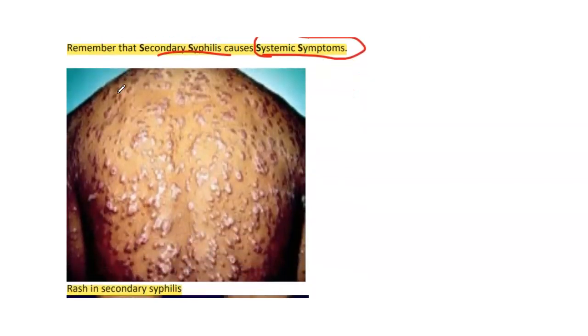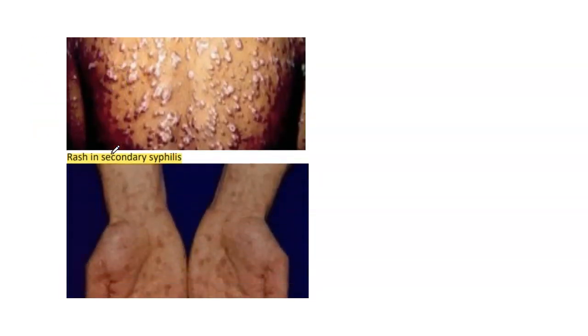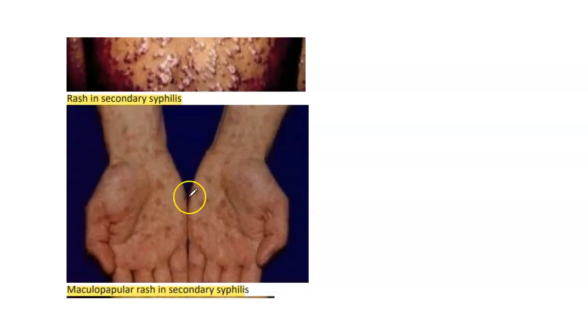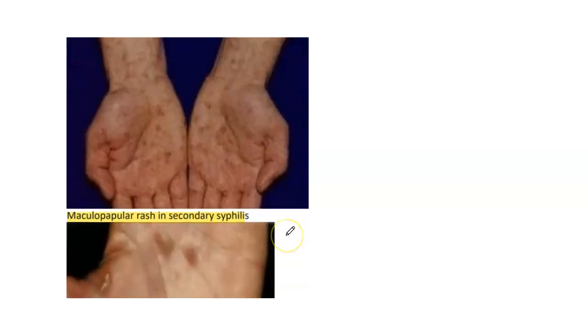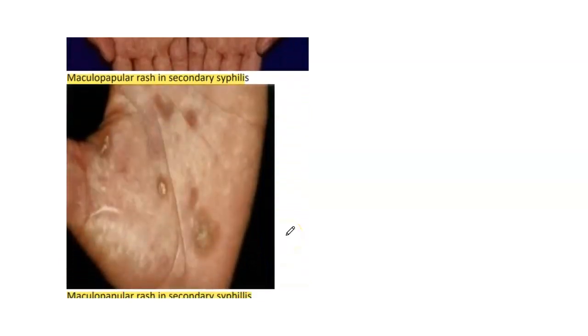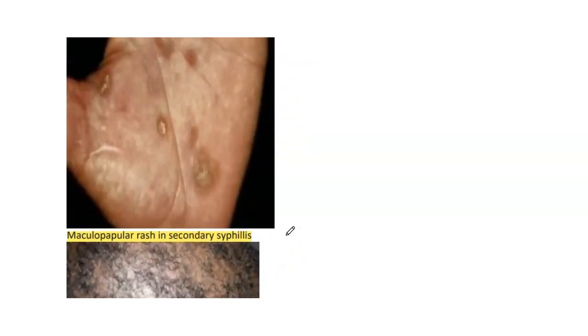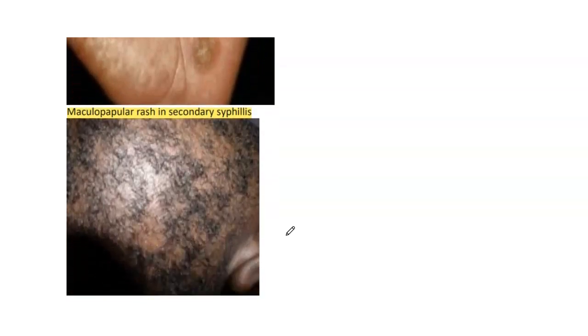This is the image which shows a polymorphic maculopapular rash in syphilis. And this is another image which also shows a maculopapular rash in syphilis. And this is another image. And this is the image showing alopecia in secondary syphilis.